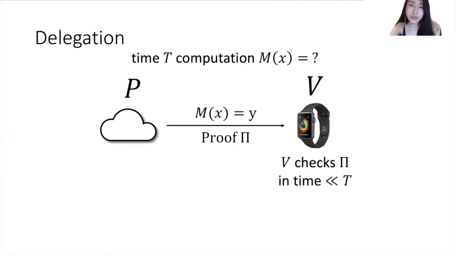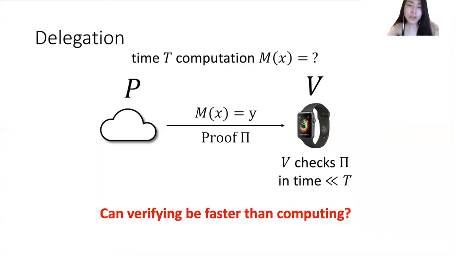Now, he doesn't just want to trust the cloud, so he also asks for a proof Pi to check that the output Y is indeed the correct output. And importantly, checking this proof should take much less time than performing the original computation. So the question we ask is, can verifying actually be faster than computing?